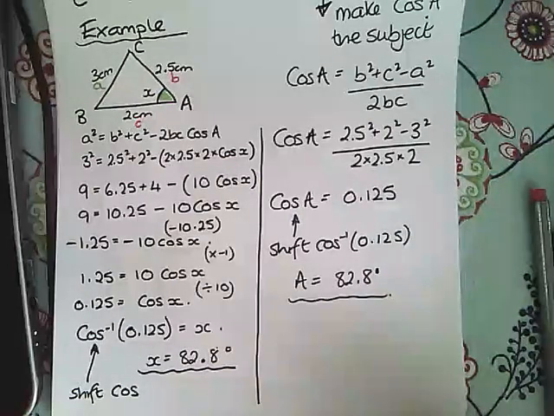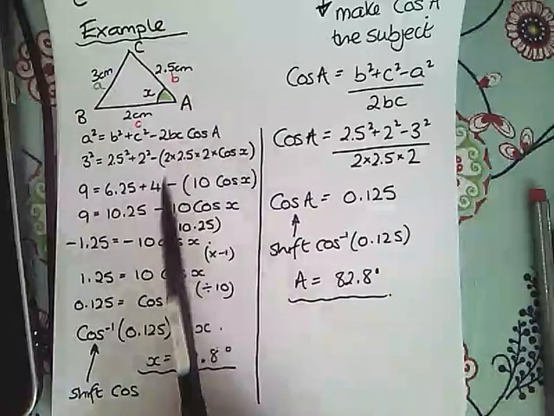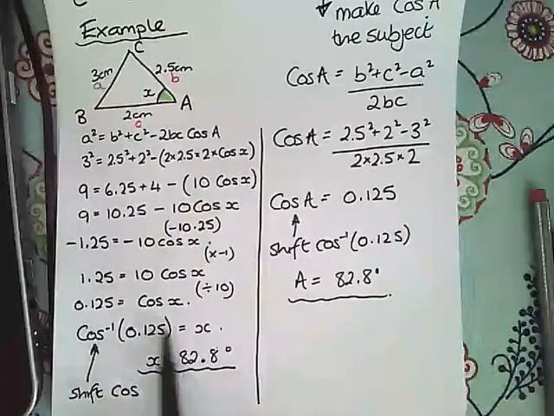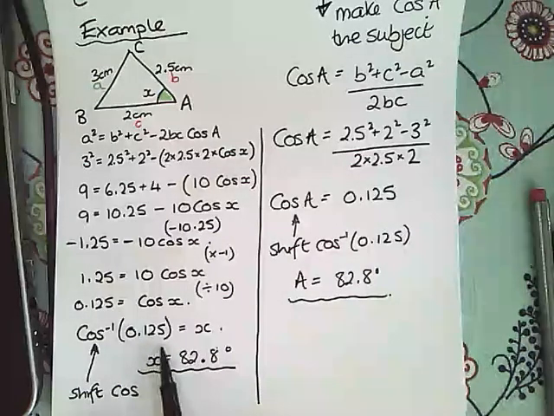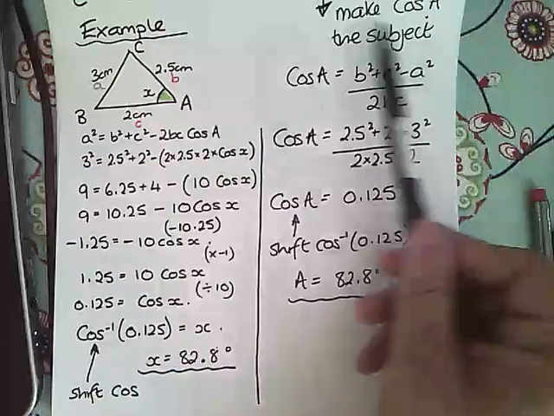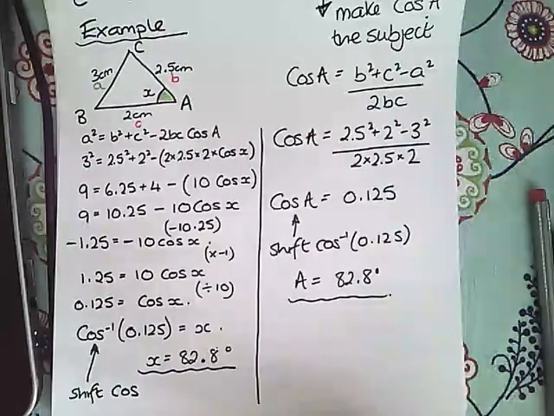So whichever way you decide to do it, here you only have to use one formula and do the substitution, and you eventually get to finding out what the cos of the angle is, and then you do shift cos. Here, if you've learnt this other formula, you have to do a substitution, and then you just do a shift cos at the end of it.